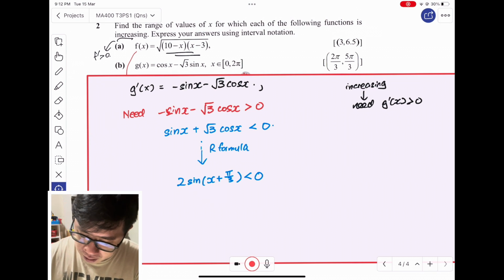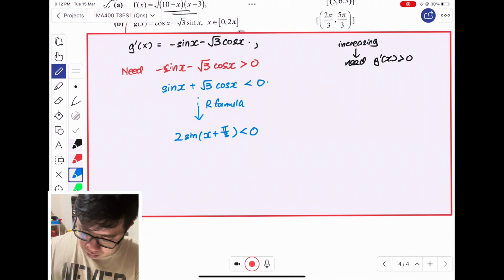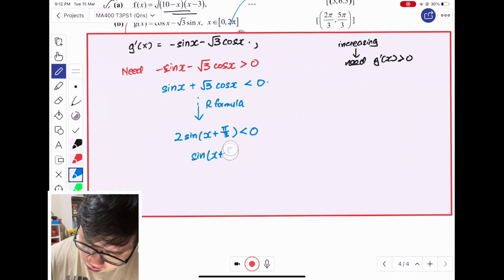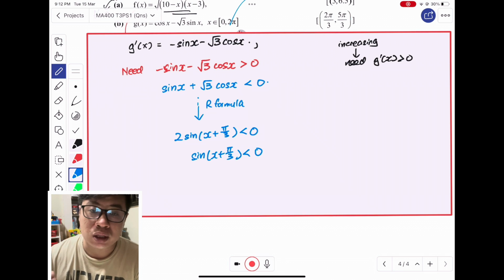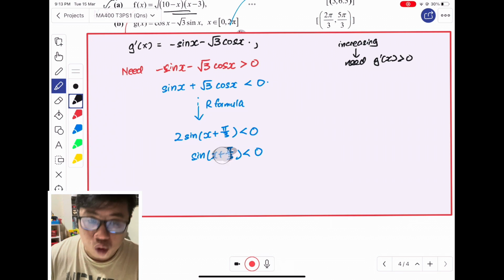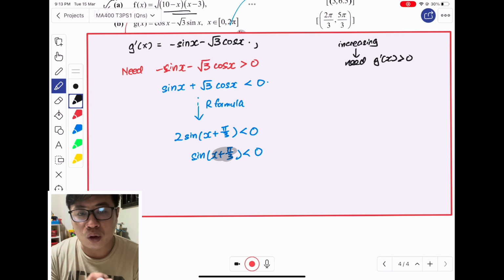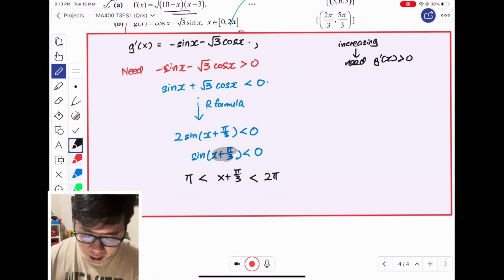Alright, so from here, what do I do next? If you want sine of x plus pi over 3 to be less than 0, this is the same as having sine of x plus pi over 3 be negative. If you need it to be negative, it suggests one thing: you need your argument to be in the third or fourth quadrant, because that is the only place where sine is negative. In the first or second quadrant, sine is positive. This tells you that x plus pi over 3 has to be in the third and fourth quadrant, which is between pi and 2 pi.